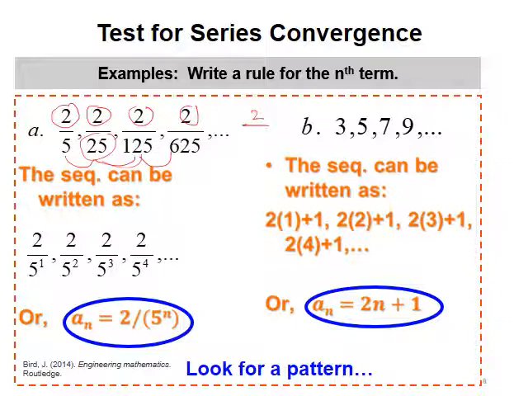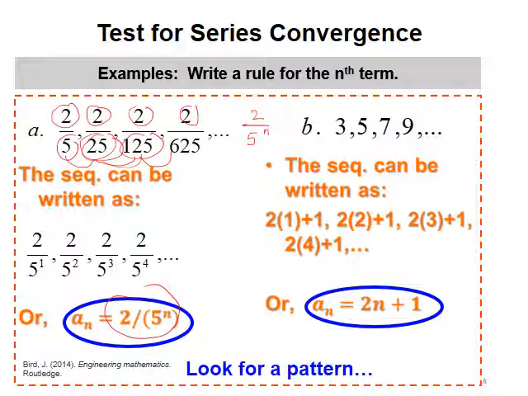So I can write it as 5 at the end, but raised to power n, because n will be 1. So 5 to power 1 is 5, 5 to power 2 is 25, 5 to power 3 is 125. You see, by sense. So I can write the formula here as 2 over 5 to power n. Another formula.